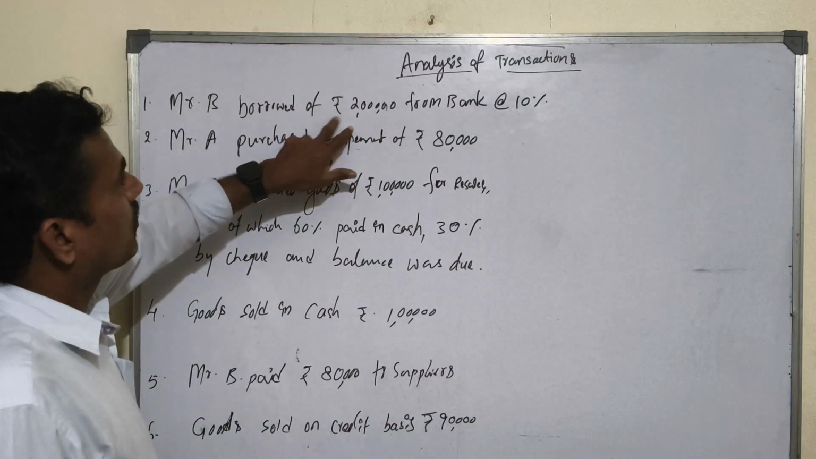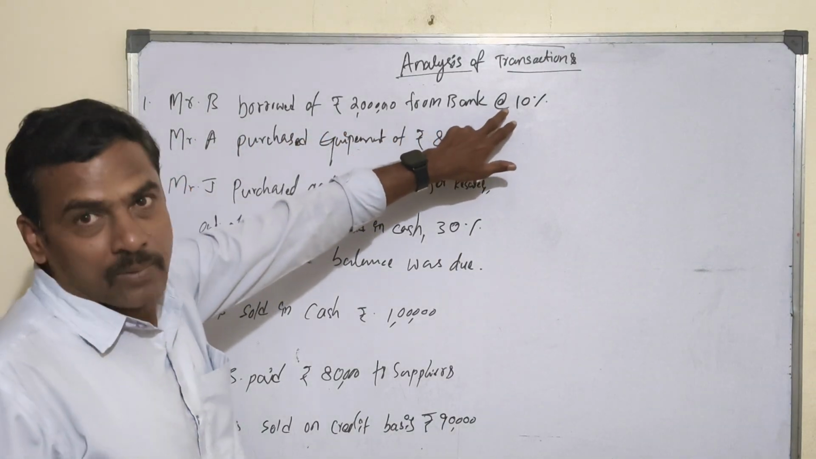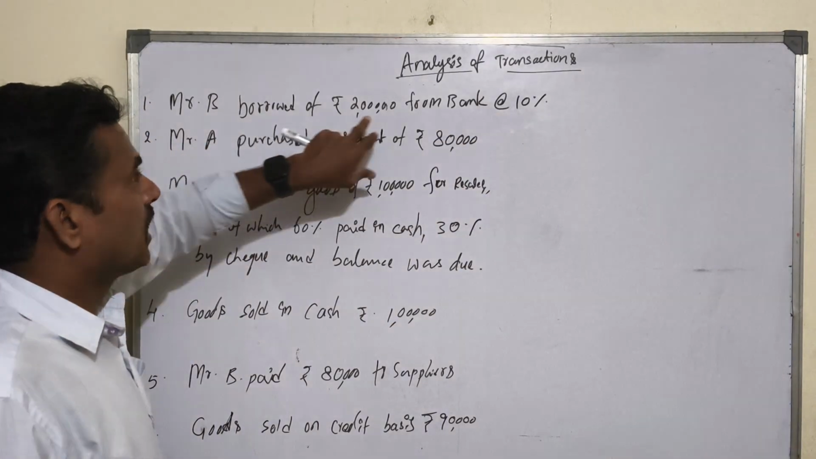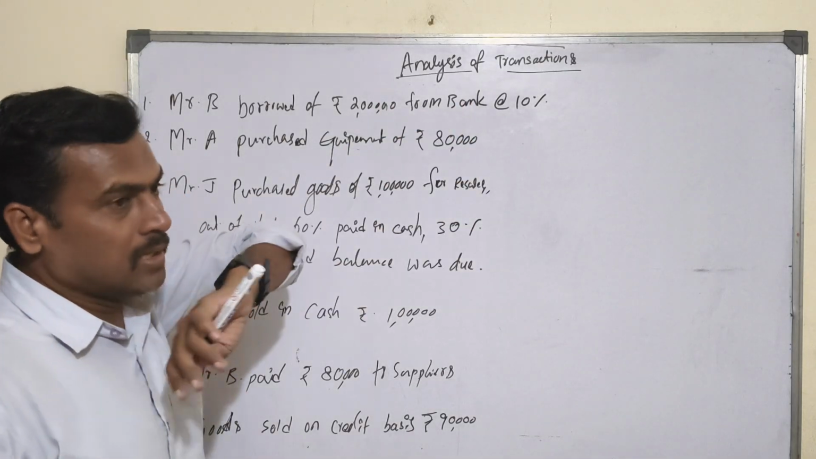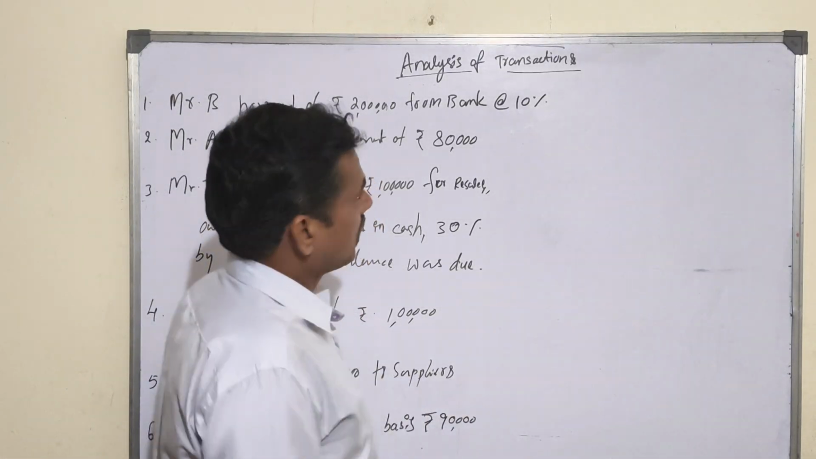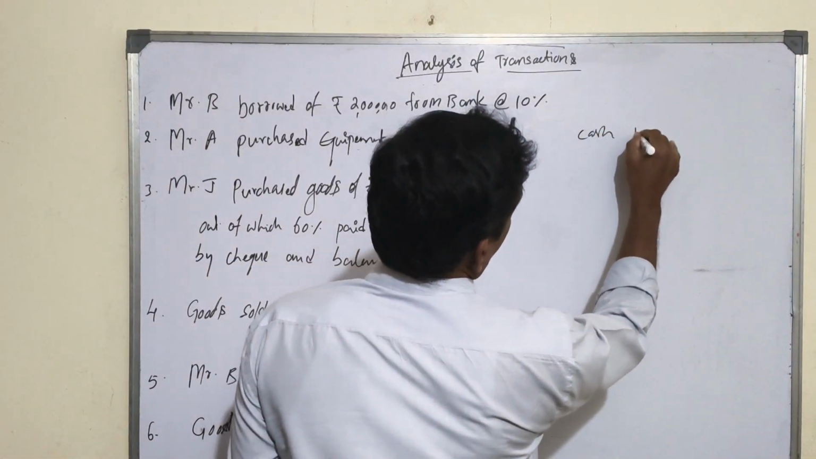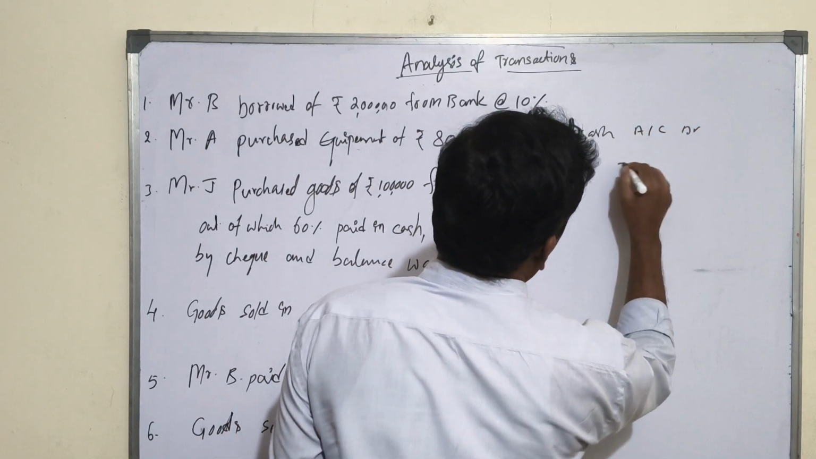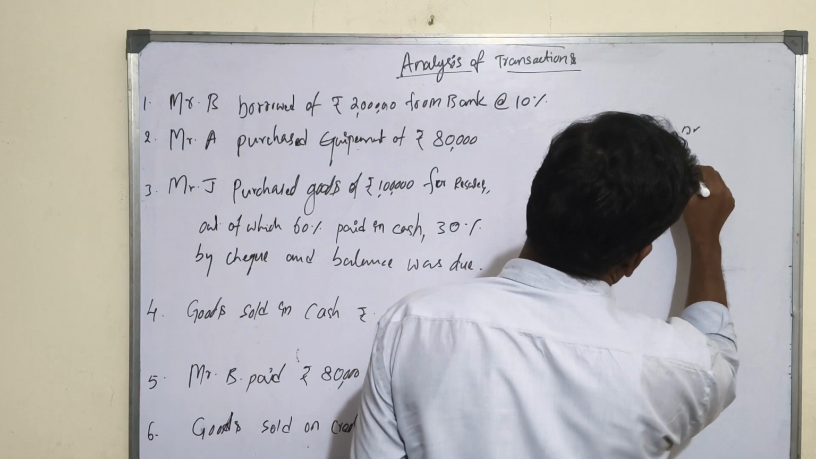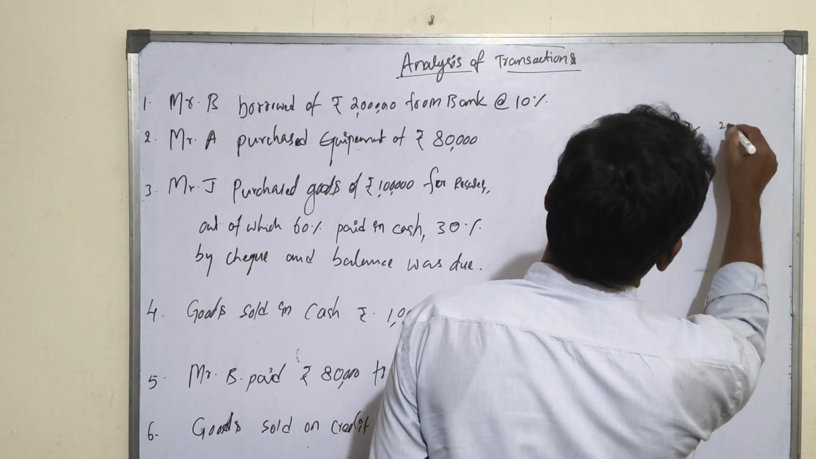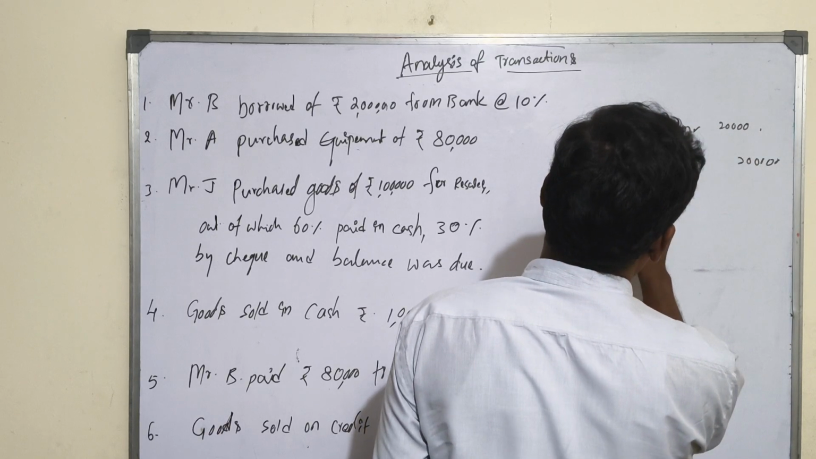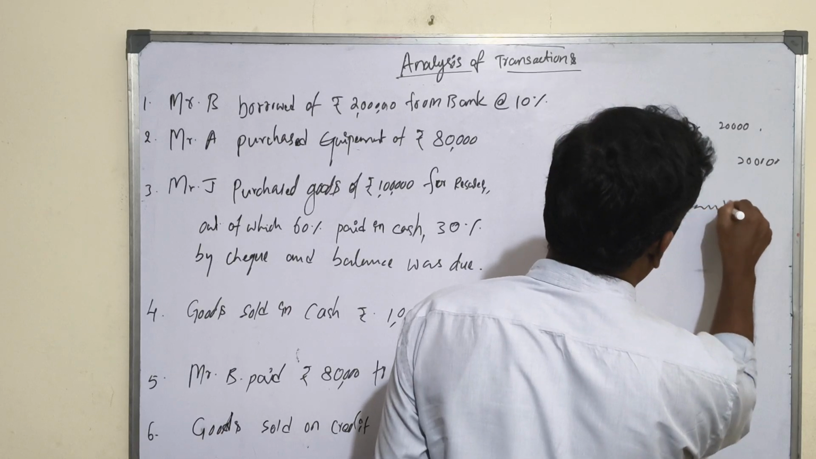Mr. B borrowed rupees 2 lakhs from the bank at the rate of 10% interest. Right? What is the journal entry? When borrowing money, what is the journal entry? Cash is coming to the business, right? I will write the journal entry also. Cash account debit to loan account, because it is taken from the bank, right? Loan account of rupees 2 lakhs, being loan taken from bank.